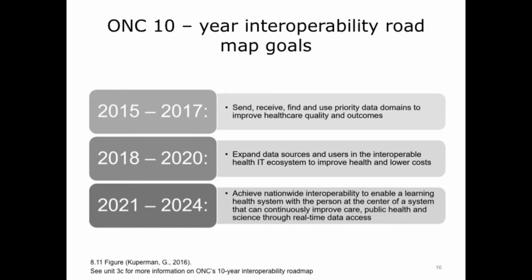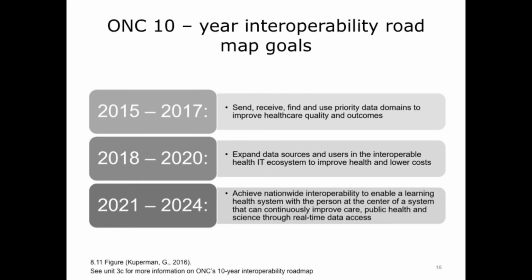Another initiative to advance health information exchange at the national level is a report that was released from the Office of the National Coordinator, ONC, in October 2015. In this report, the ONC laid out a 10-year interoperability roadmap. This roadmap had the goals divided into three phases. The first phase, which is from 2015 to 2017, is that there would be capabilities to send, receive, find, and use priority data domains to improve healthcare quality and outcomes.